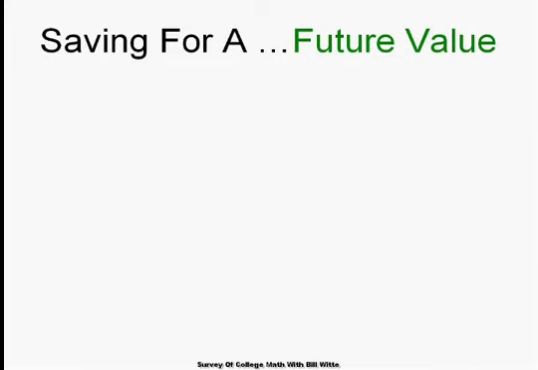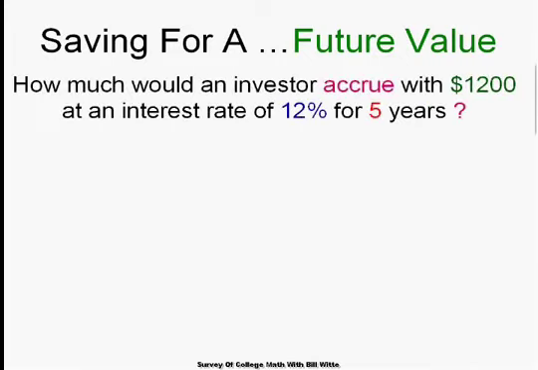Remember when we started talking about saving for some amount of money? We'll call it the future value. We did this problem. How much would an investor accrue putting a block of money, like $1,200, in the bank at an interest rate of 12% for 5 years? And we use the compounding interest formula.